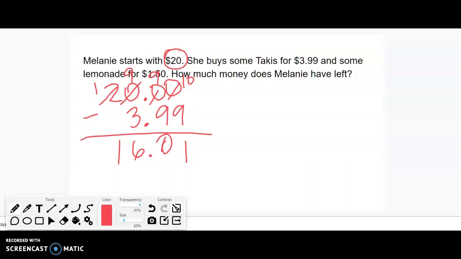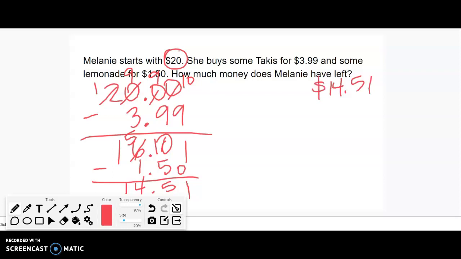Then she buys lemonade for $1.50. So I need to subtract another $1.50 because she's spending it, so it's going away. 10 minus 5, I can't do, so borrow. 10 minus 5 is 5. 5 minus 1 is 4, and 1. So she has $14.51 left. Because she spent it, so we had to subtract it.